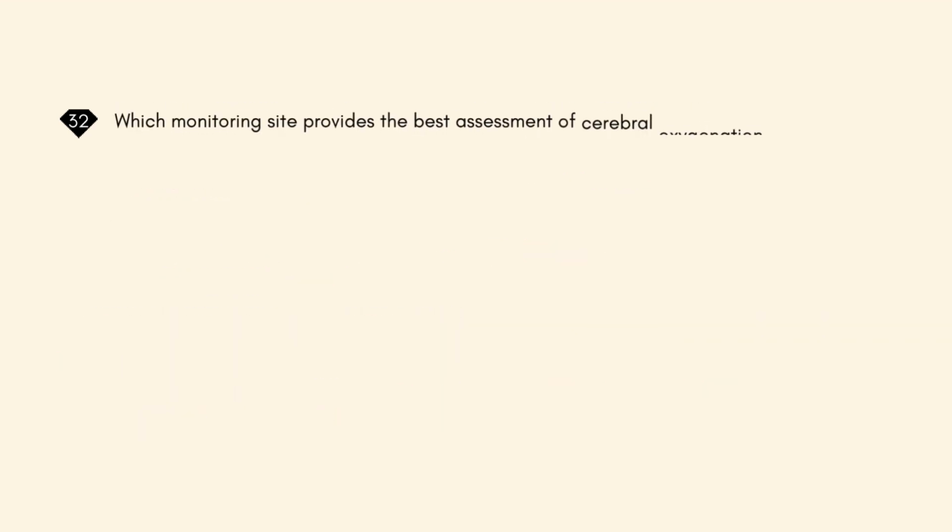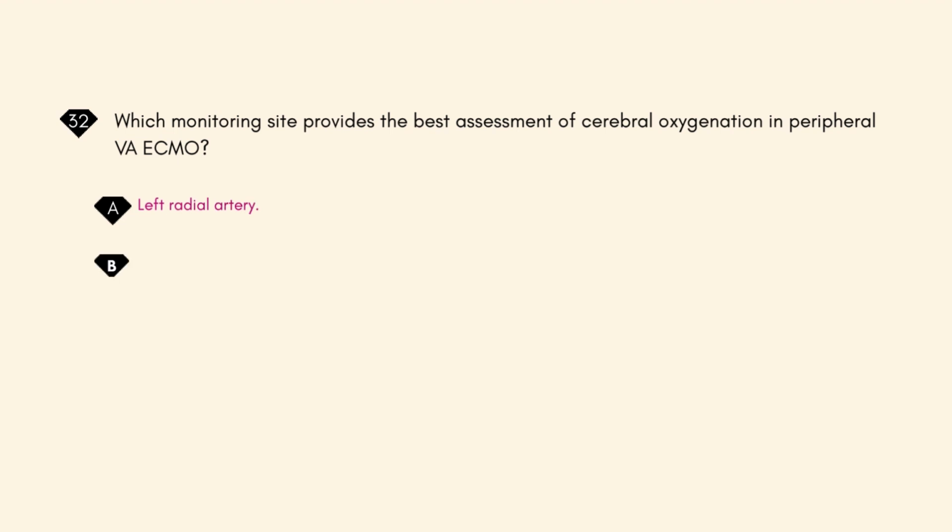Which monitoring site provides the best assessment of cerebral oxygenation in peripheral VA-ECMO? A. Left radial artery. B. Right radial artery. C. Dorsalis pedis artery. D. Femoral artery. Answer: B.